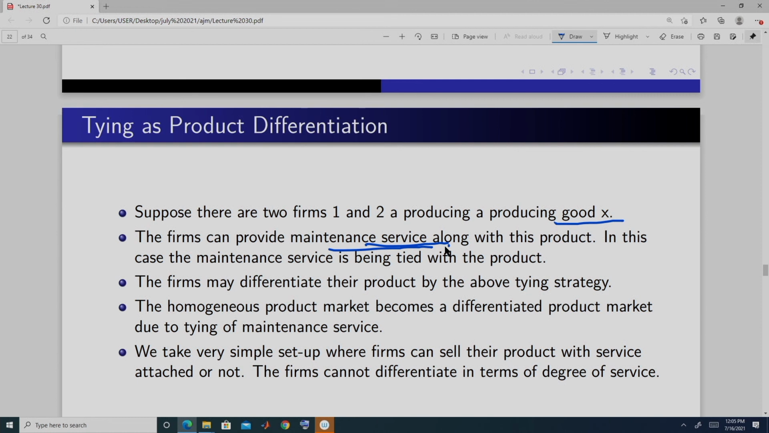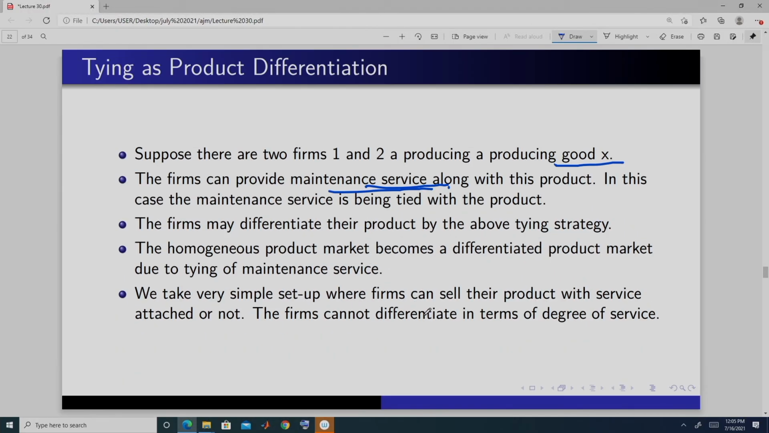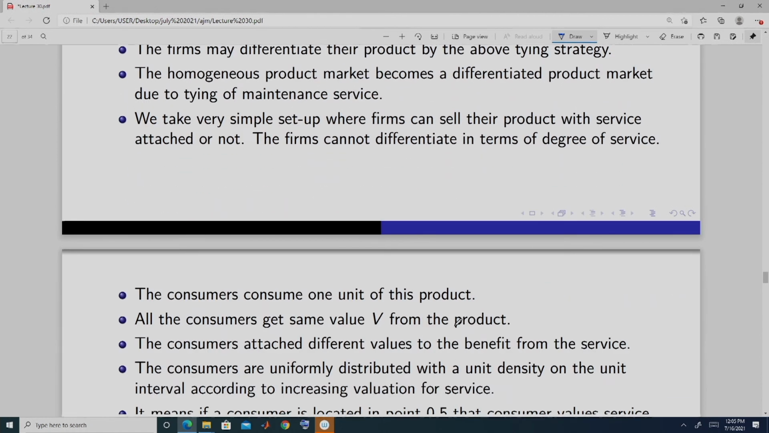Okay. So, in this case we see that the products are now different. One comes along with the maintenance service tied along with that product. In another, it is only the product, and if you want some service, you will have to pay for it separately. Now, here we are assuming that the service is fixed. It is either you give service or you do not give service. So, you cannot differentiate it in terms of degree of service, that whether you will give 1 year service, 2 year service, that is not possible.